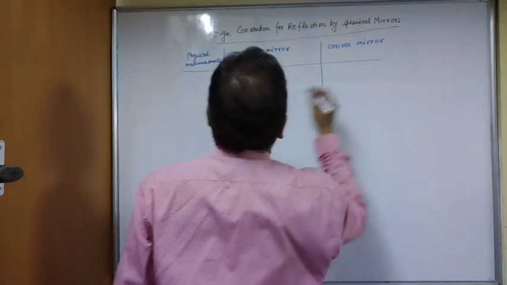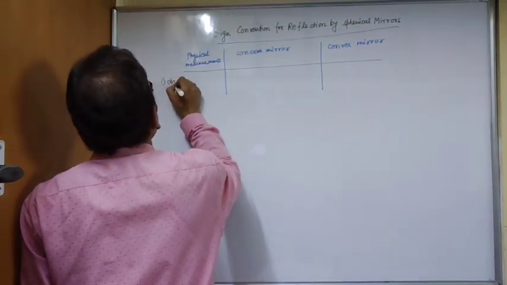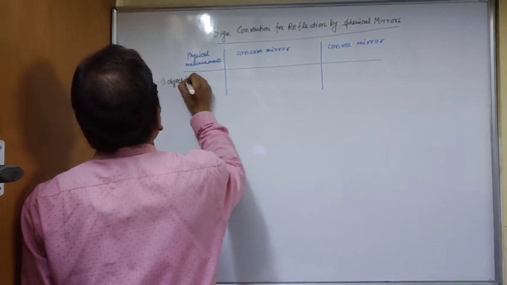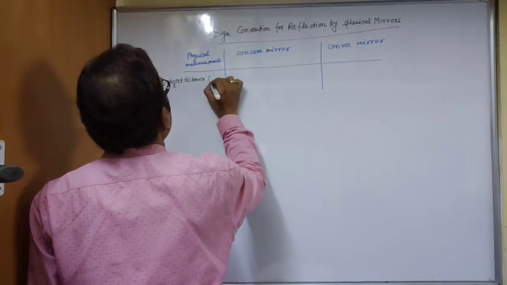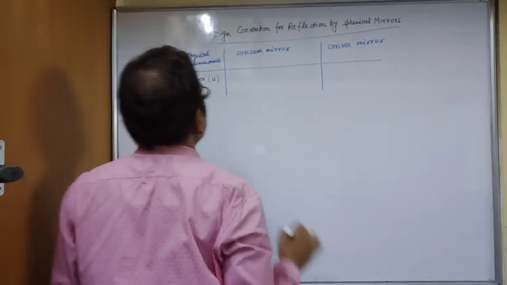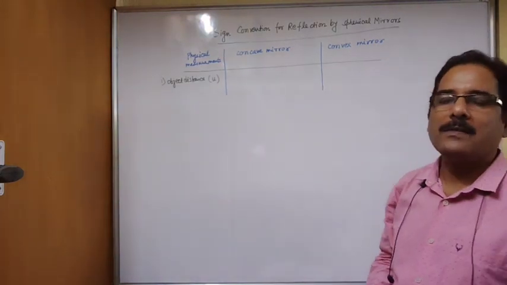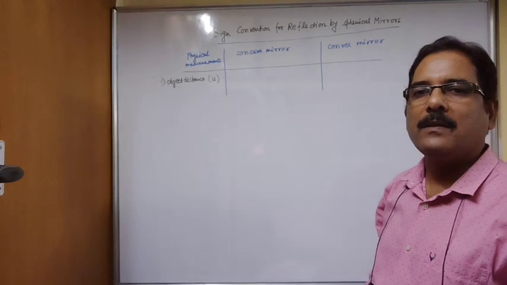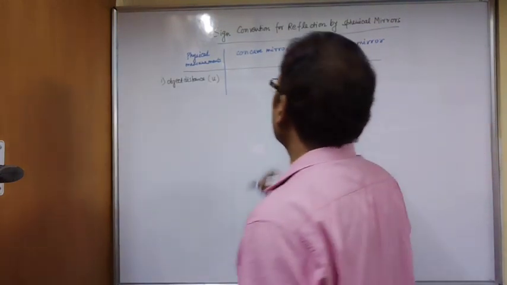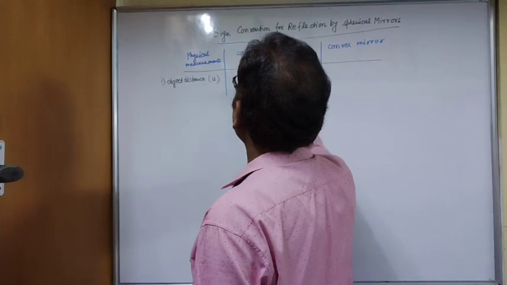Now, first we will take object distance. The symbol for object distance is small u, as you know. In concave mirror, object distance is negative because we always place the object towards the left of the pole. So negative always.